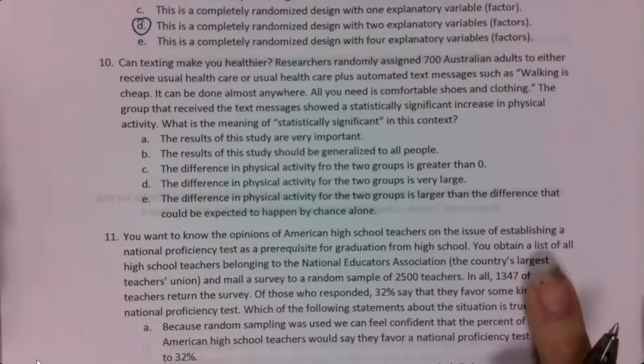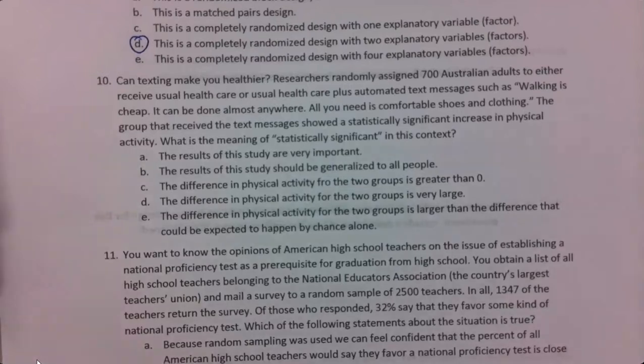Next one says, can texting make you healthier? Researchers randomly assigned 700 Australian adults to either receive usual healthcare or usual healthcare plus automated text messages such as, walking is cheap. It can be done almost anywhere. All you need is comfortable shoes and clothing. The group that received the text messages showed a statistically significant increase in physical activity. What is the meaning of statistically significant in this context?